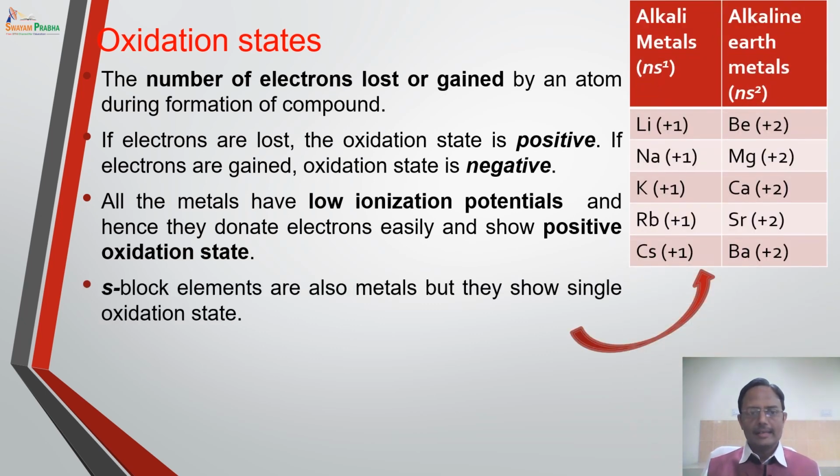Consider the example of s block elements. Alkali metals and alkaline earth metals. Lithium, sodium, potassium, rubidium, cesium. They show only +1 oxidation state. Alkaline earth metals, beryllium, magnesium, calcium, strontium, barium, they show only +2 oxidation state. It means that the s block elements are showing positive oxidation state, but no variable oxidation state, but a single oxidation state.